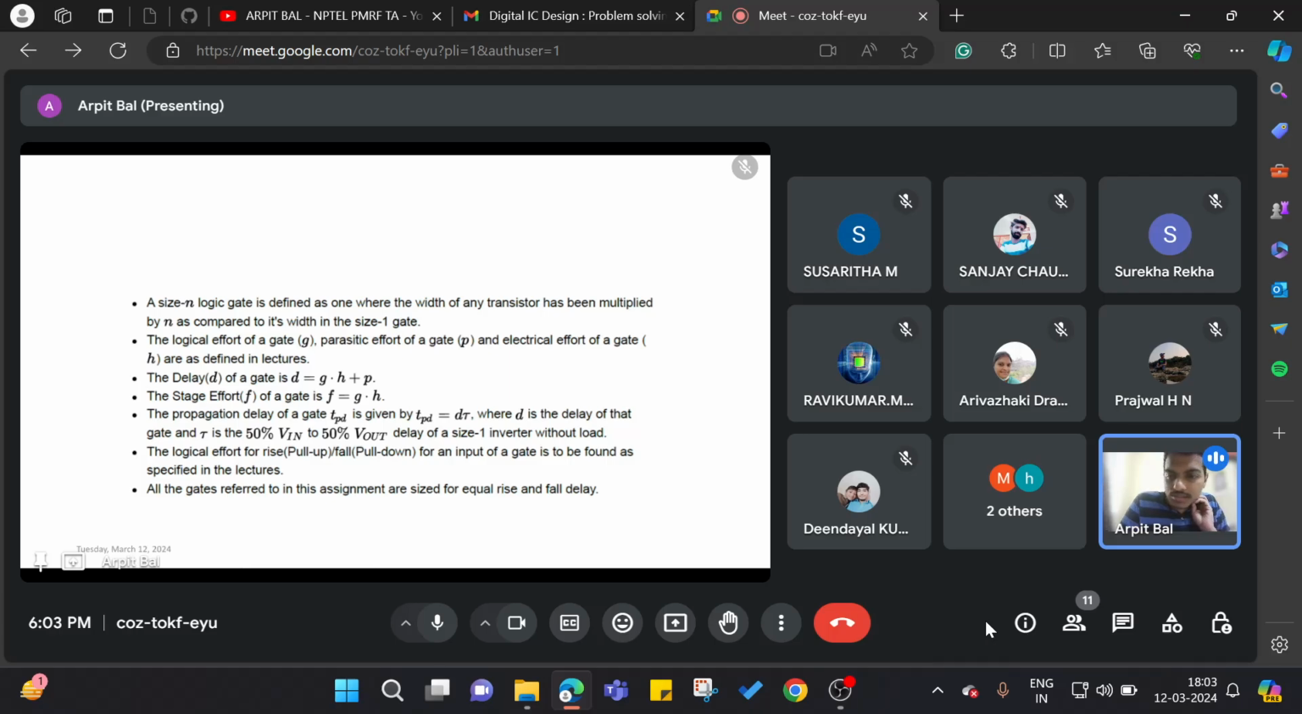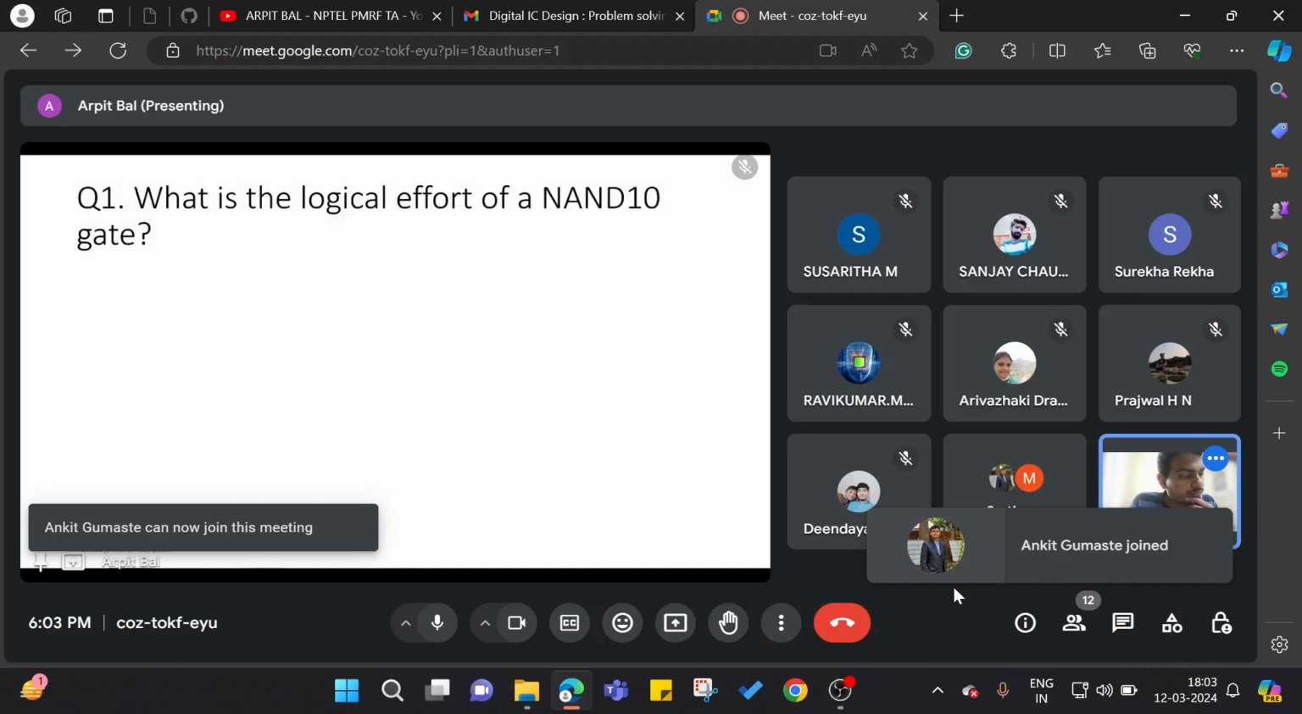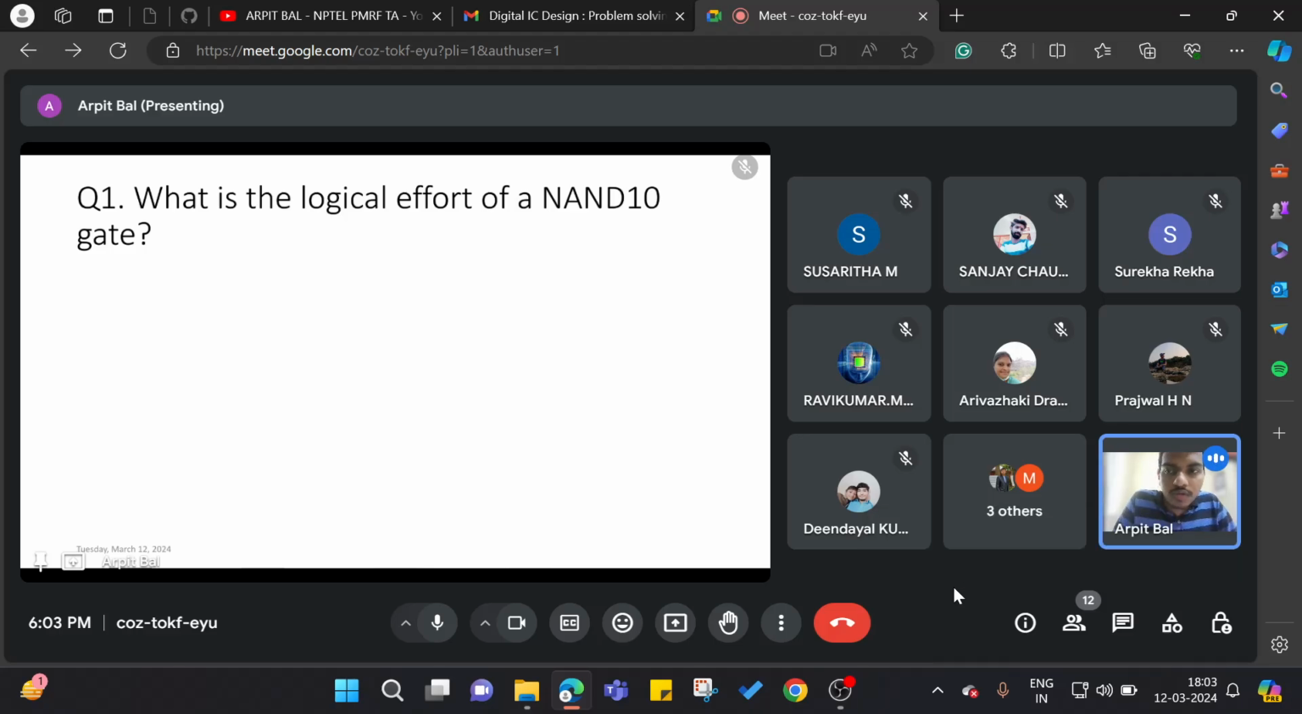So this is some basic generic guideline that we will come back to whenever it is necessary while solving the questions. Starting with the first question, what is the logical effort of a NAND 10 gate?